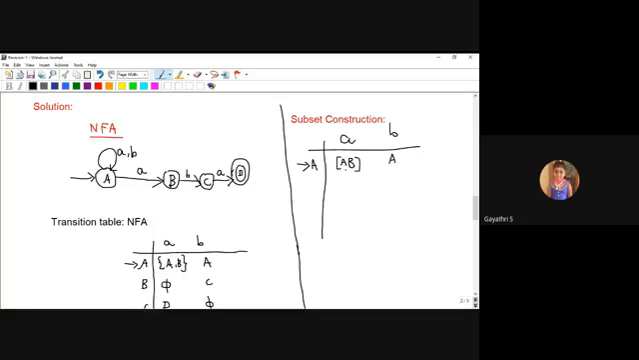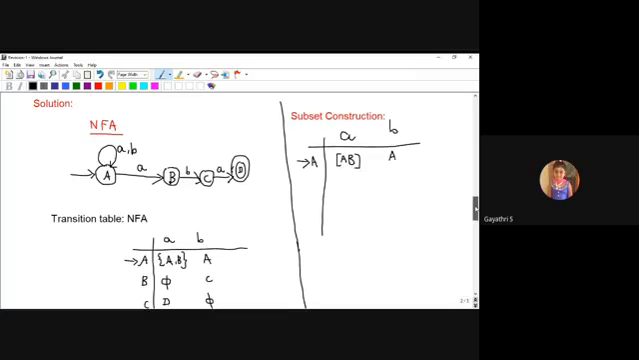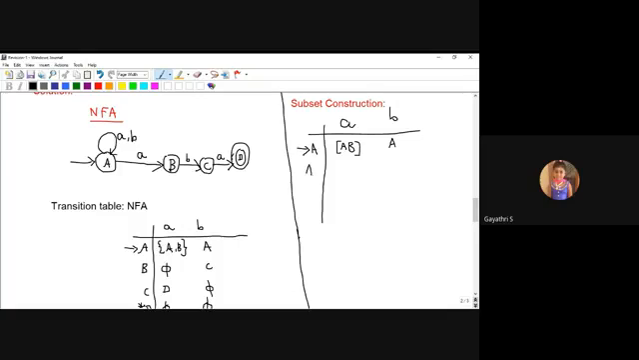So one new state is added, right? So new state is added, that is AB. So I will add this new state here. Okay, AB. So AB on A means A on A as well as B on A. So B on A, there is no transition. So A on A, which is AB, the same. AB means the same AB.